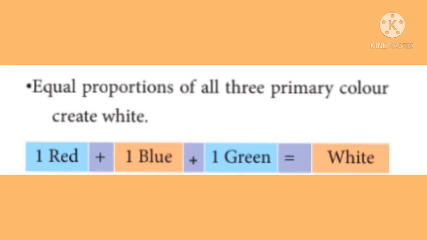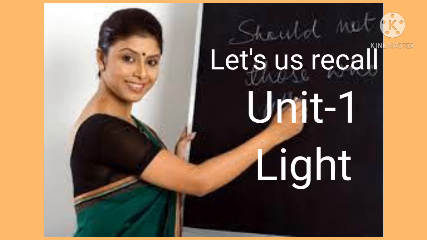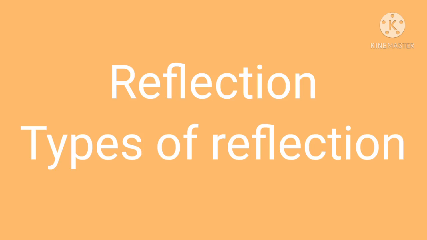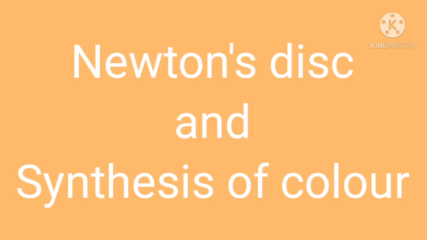You can try it using your sketch pens or crayons or any other watercolors, anything. Red, blue, green equal to white. So children, with this we are concluding this lesson, light. So let us recall what we have learned so far in this lesson. We have learned reflection, types of reflection, solar eclipse, lunar eclipse, Newton's disk and synthesis of color.